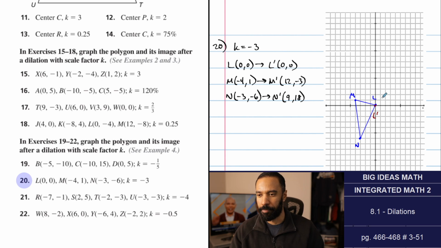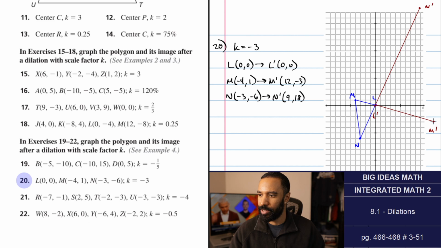Now it's going to kind of flip. M is at 12. Here's 10, I think it was 6, 7, 8, 9, 10, 11, 12. And negative 3. So it's a little off. That's okay. M prime and N prime is at 9, 18. So 9's up here. 17, 18 is up here. So with the taller graph paper, it works. It works. And let's connect those ones.